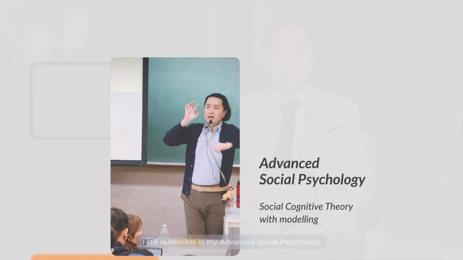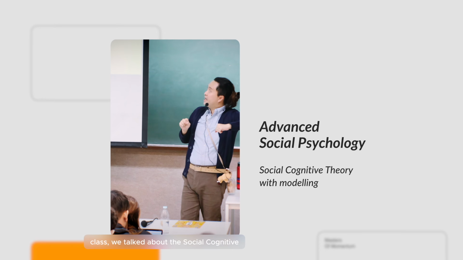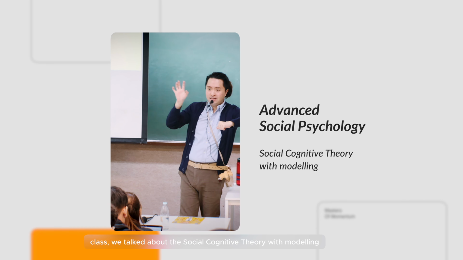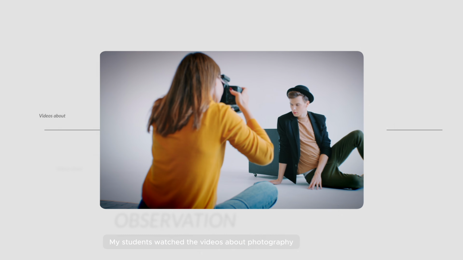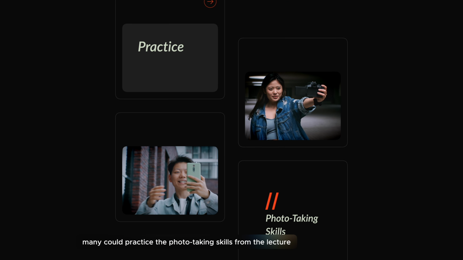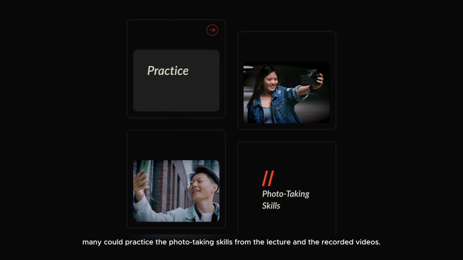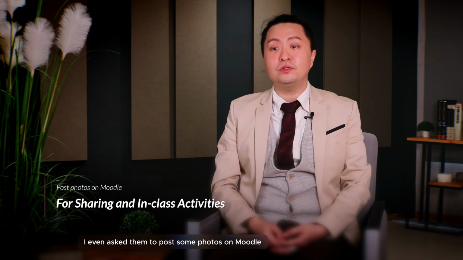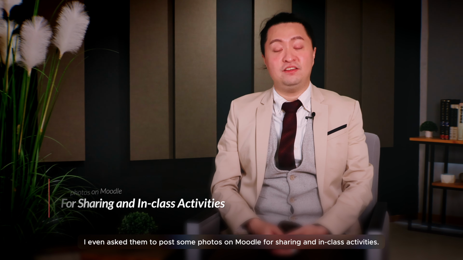I still remember in my advanced social psychology class, we talked about the social cognitive theory with modeling for the lecture. My students watched the videos about photography before our class. Once I taught the detailed information about the theory, many could practice the photo-taking skills from the lecture and the recorded videos. I even asked them to post some photos on Moodle for sharing and in-class activities.